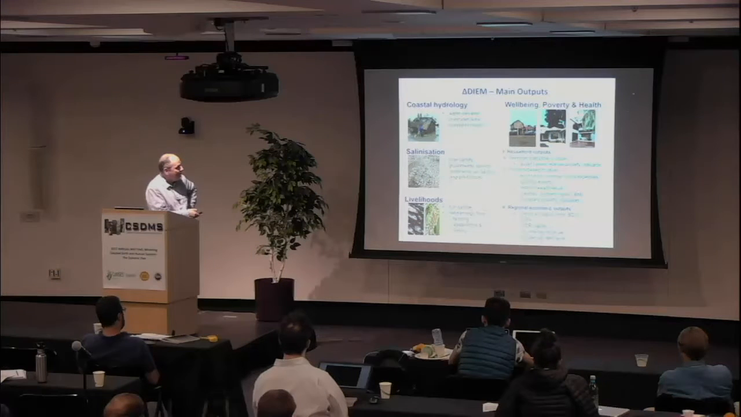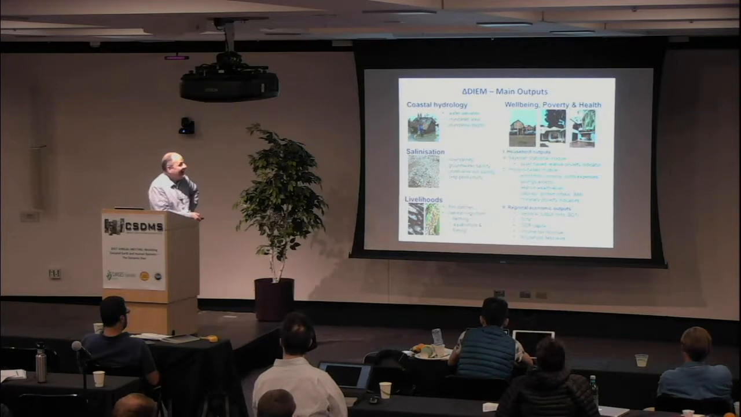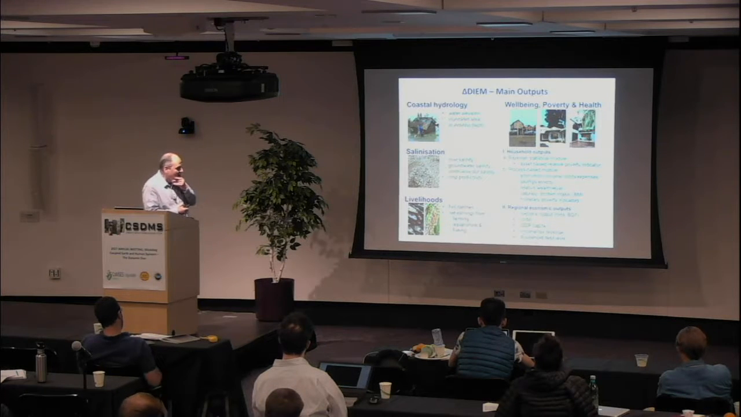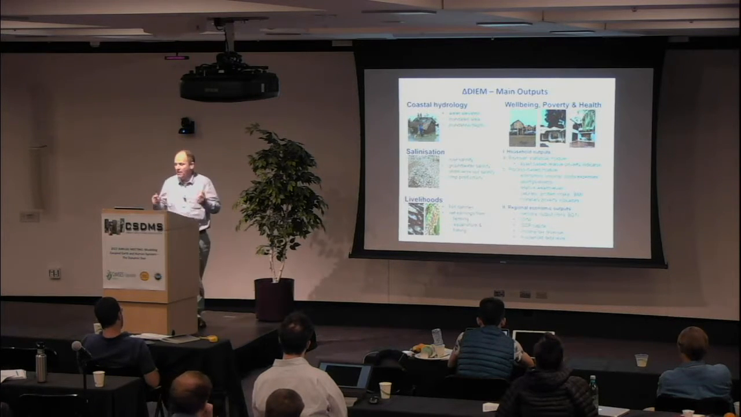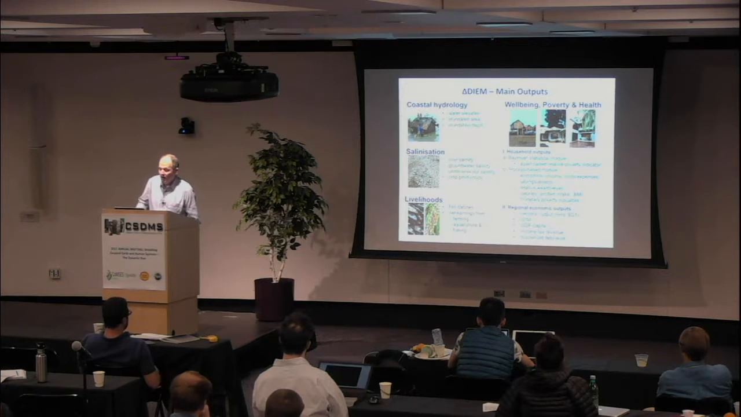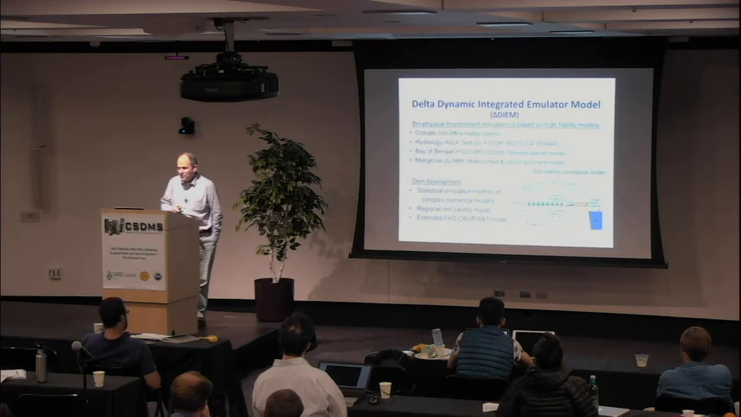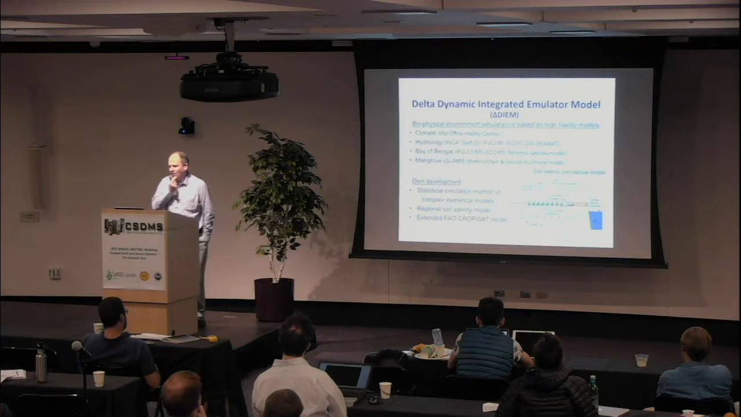So we have a lot of well-being, poverty and health indicators, both at the scale of the household, and obviously, if you have household outputs, you can then aggregate up to regional outputs. So things like income, relative welfare, etc. Things like the Gini coefficient, which measures the inequality of income within a region.